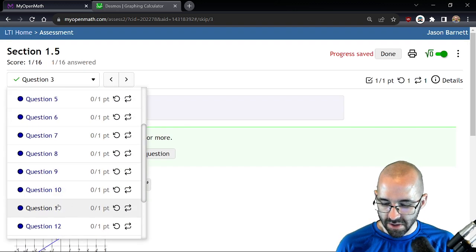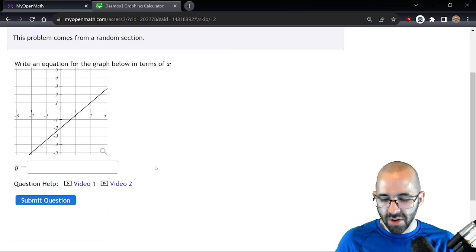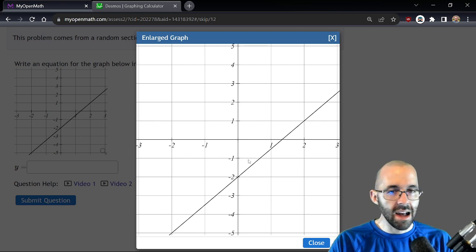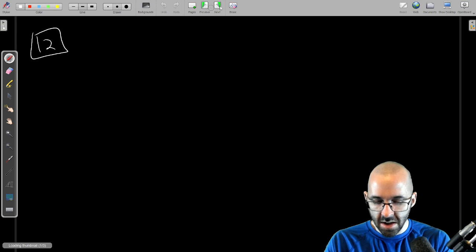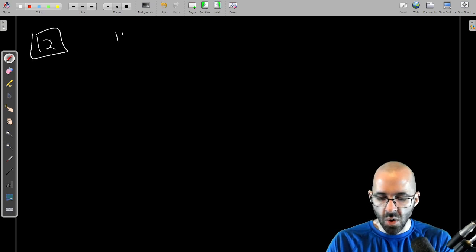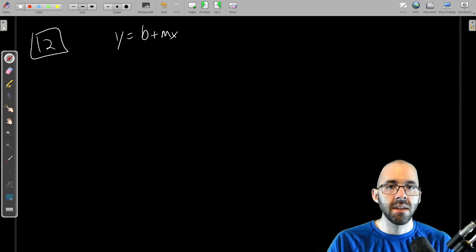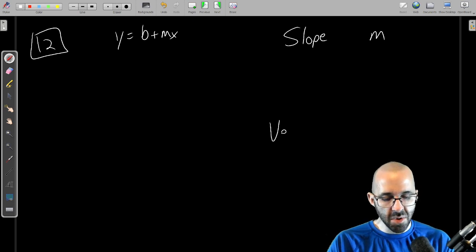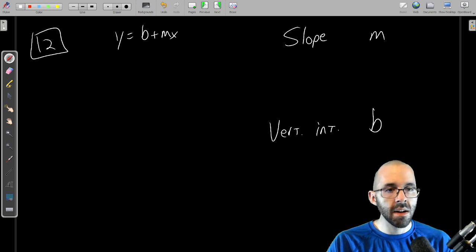Do number 12. Write an equation for the graph below in terms of x. So we know that this is a line. And as soon as we recognize that it's a line, we say, okay, y equals b plus mx. Now we just need to find the slope and the vertical intercept, or the y-intercept, b.